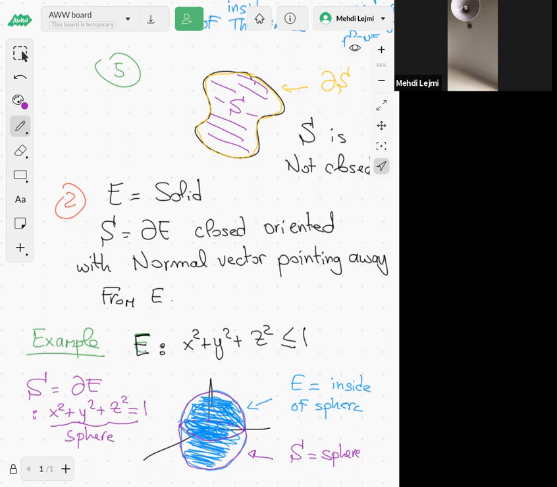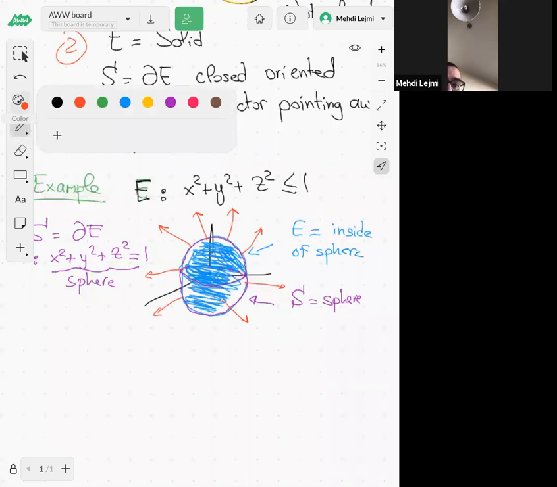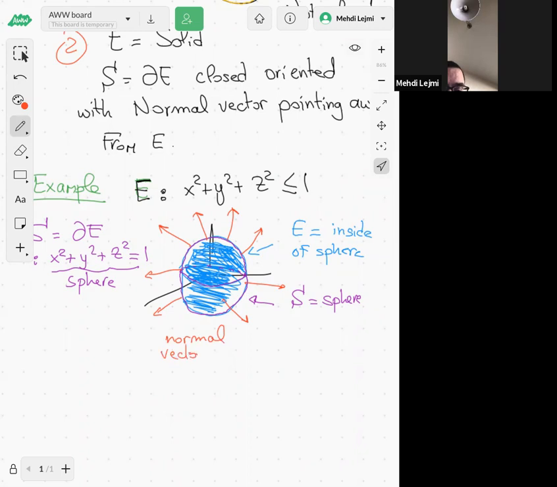So the solid is the inside of the sphere, and the boundary of the solid would be the sphere itself. Now you need your surface to be oriented by a normal vector that points away from E. Because E is the inside of the sphere, if the normals point away from E, you're going to have these normal vectors here, pointing away from E. In some sense, they are outward normal vectors.